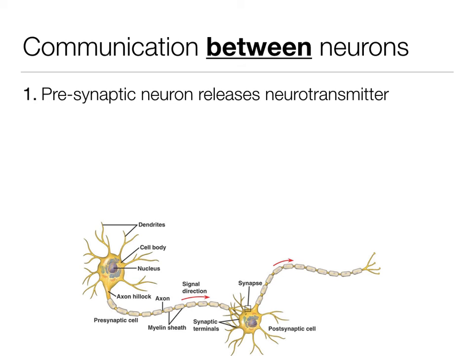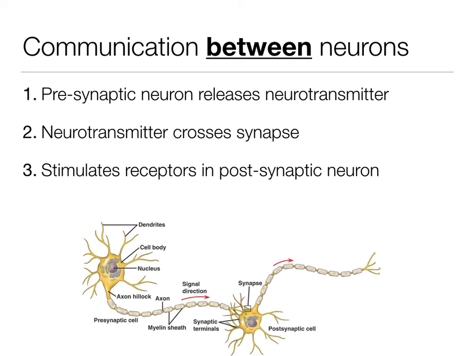So, neuron A, the presynaptic neuron, the neuron before the synapse. Remember, the synapse is just that fancy word for that gap between the two neurons. They're not actually touching. There's a little gap between them, and the synapse is just that fancy word for this connection or this gap between these two neurons. So the presynaptic neuron releases its neurotransmitter, and the neurotransmitter crosses the synapse. That information goes across the synapse, and it stimulates the receptors in the postsynaptic neuron.